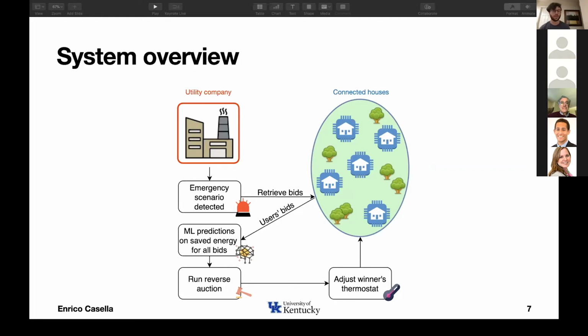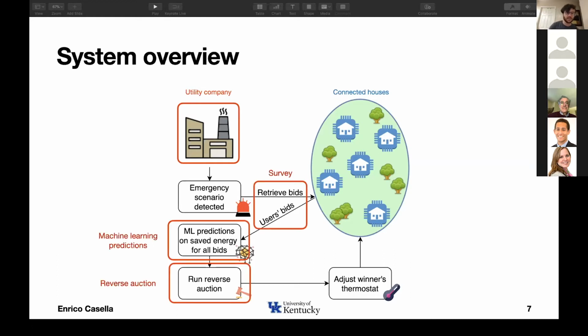Then we have a machine learning model that predicts for each one of these options how much energy is going to be saved. And then all this information is plugged into what we call a reverse auction. You can think for now of the reverse auction as just an optimization problem that takes all this information together and wants to decrease the overall power consumption, but at the same time, we have the goal of not causing too much discomfort in terms of temperature difference to all the users. And also, we want to try to minimize the cost of rewarding these users.